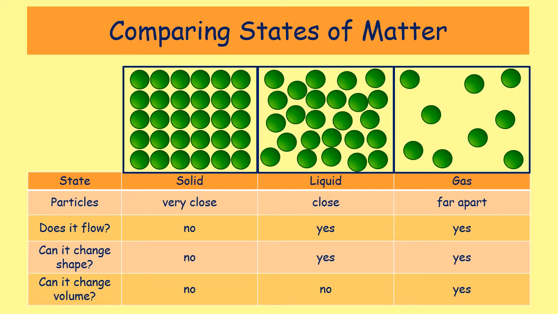In terms of does it flow, a solid doesn't flow, a liquid can flow, and a gas can flow. In terms of is it able to change shape, a solid is not, a liquid is, and a gas is. And finally, can it change volume? Well, a solid cannot change its volume, a liquid cannot change its volume, and a gas can change its volume. So by far, the gas is the one that has the most freedom. It can flow, change shape, and change volume.